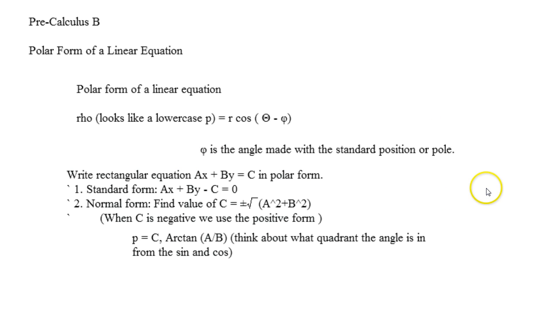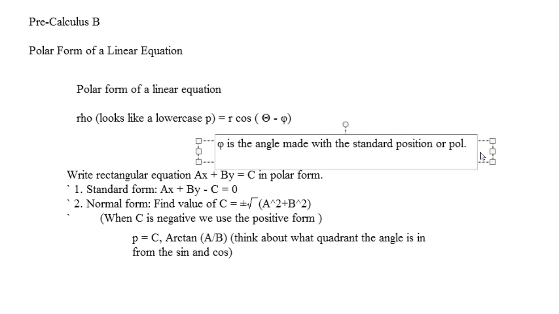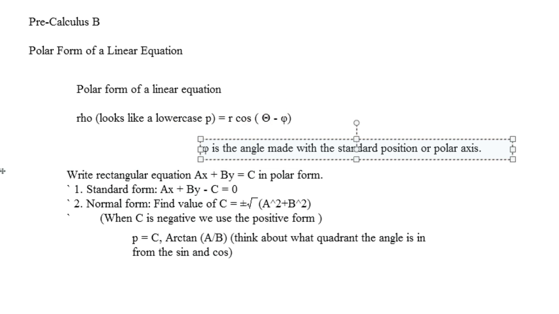Now, phi is the angle made with the standard position or the pole. Sorry, that shouldn't be pole. That should be the polar axis. There we go. All right, so here are the steps.